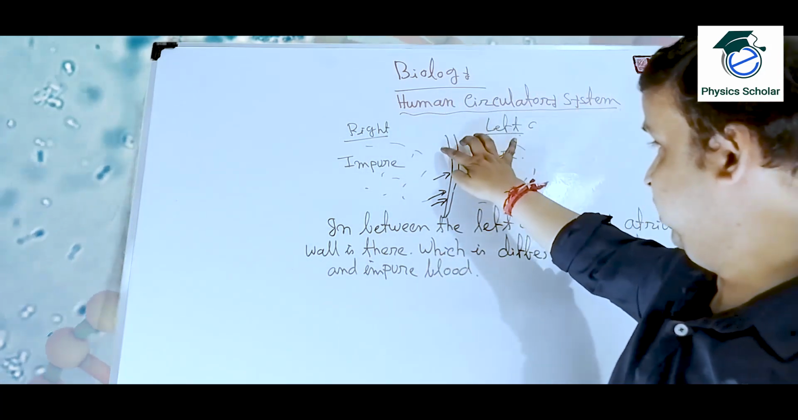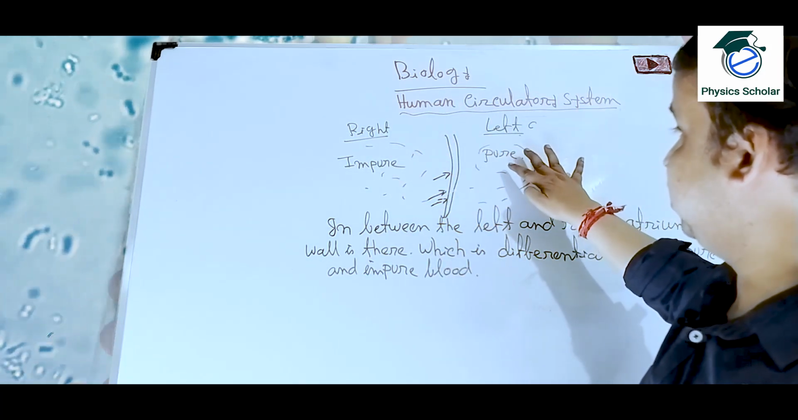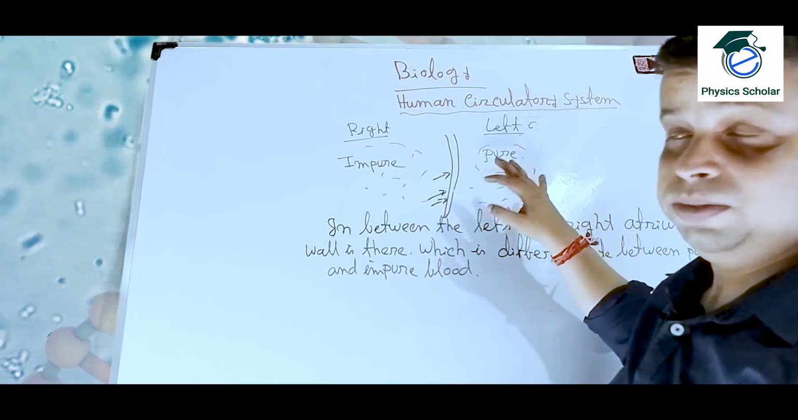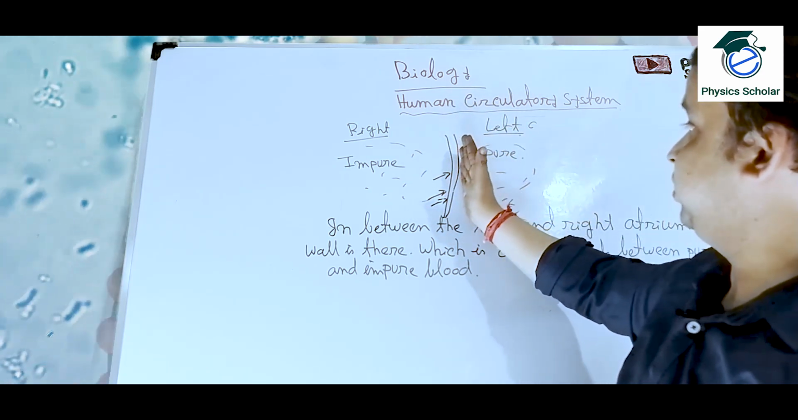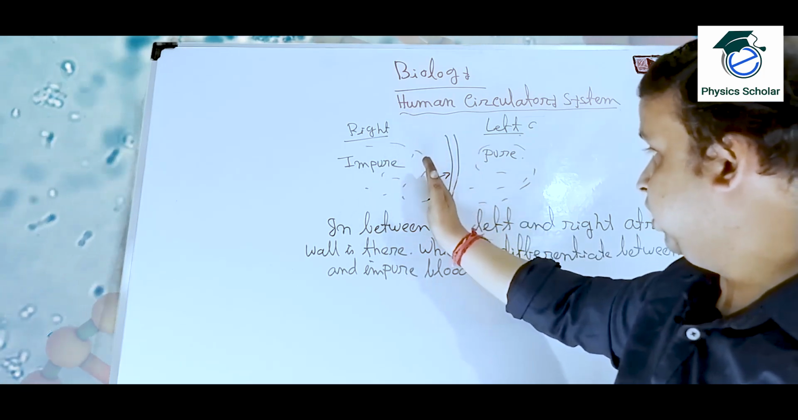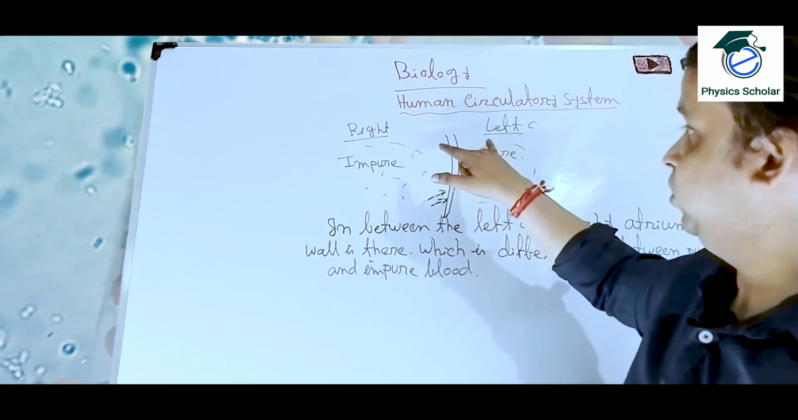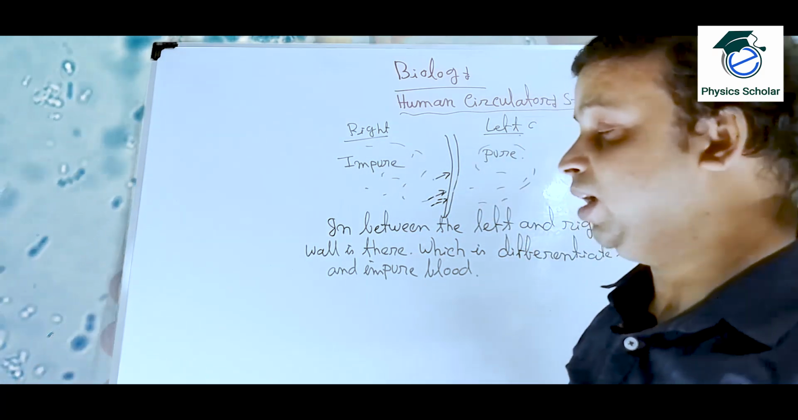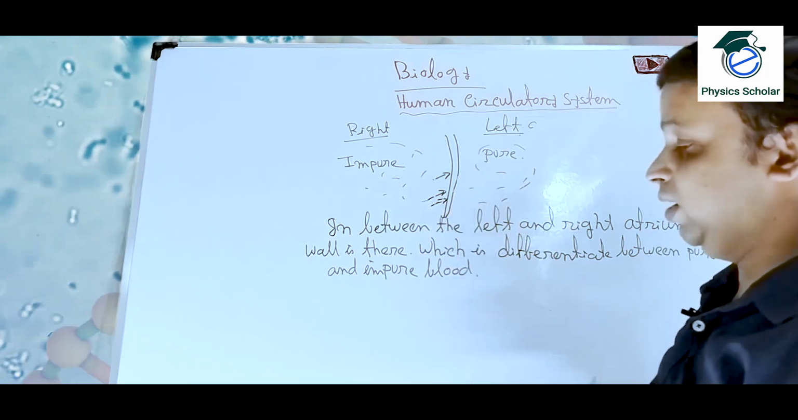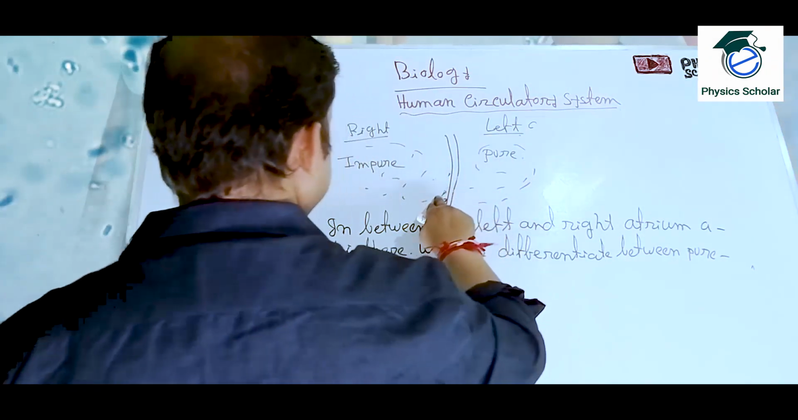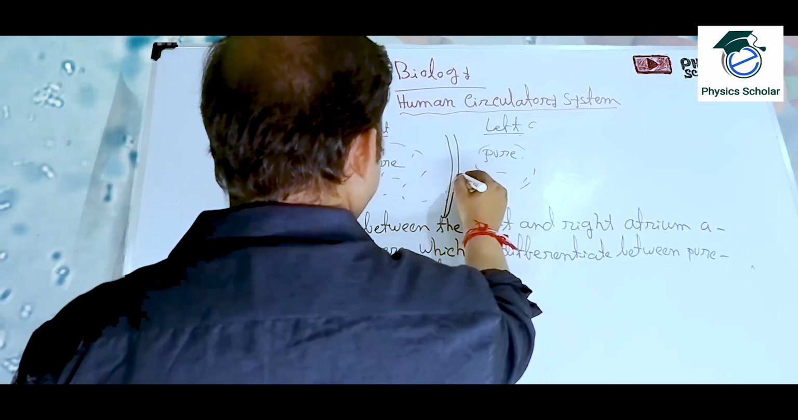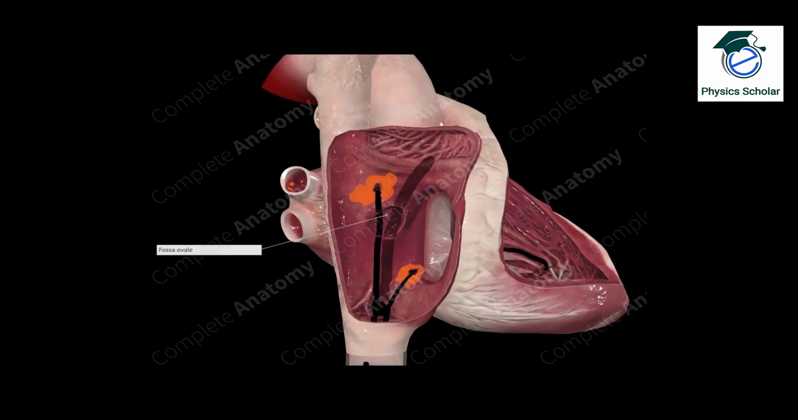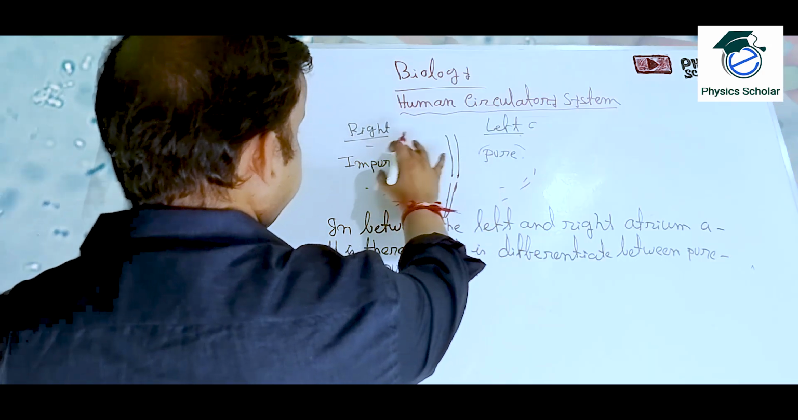Okay. So this wall between the right atrium and left atrium will differentiate, or separate, the pure and impure blood. The right atrium is impure and the left atrium is pure. Clear? So this wall separates the pure and impure blood. Okay. So what happens when the embryo is there? There are holes in the wall between the left and right.